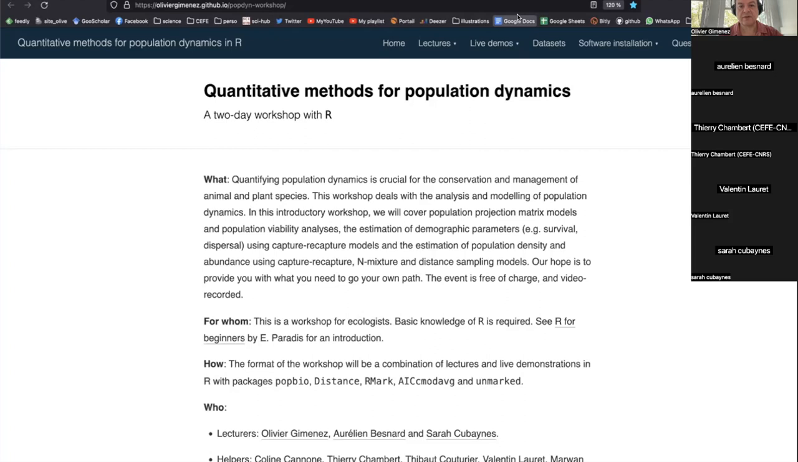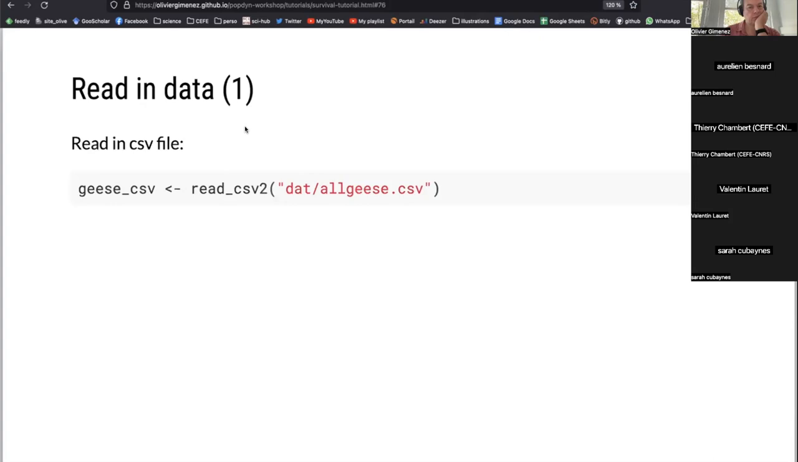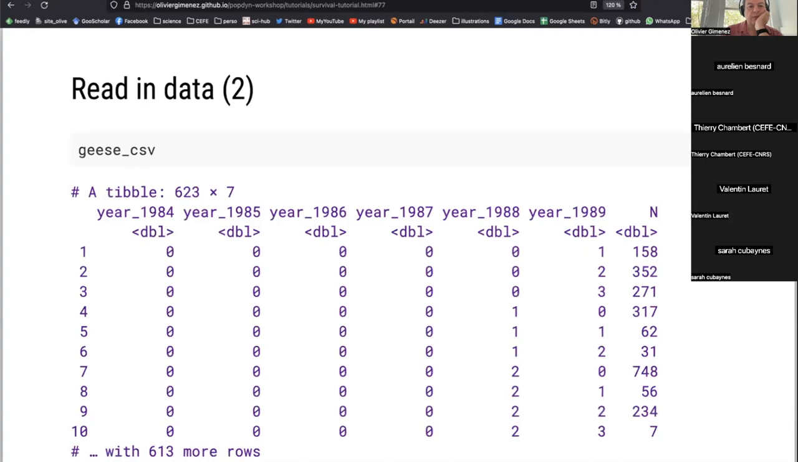we read in the data. Actually I have two data sets. One, a small one and a big one. The all geese data set is the data set with all the individuals, so the 21,000 individuals. Good. Okay. And so if you read in this data set, you see that you have individuals in rows.